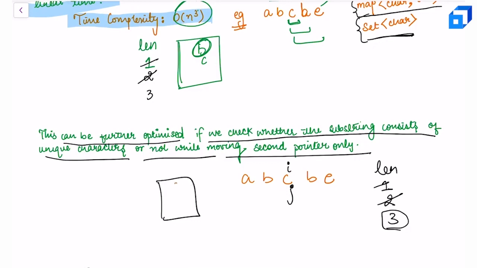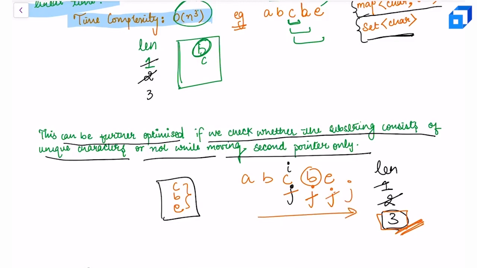So C is not present, let's put C. And length will still be 3 only because that's the maximum. Let's increment J. B is not present, let's put B. Now increment J. E is not present, let's put E. The length here is 3 and our present maximum length is also 3, so we need not update it. Now let's increment J. Now we have completely iterated over our string and therefore we can stop.